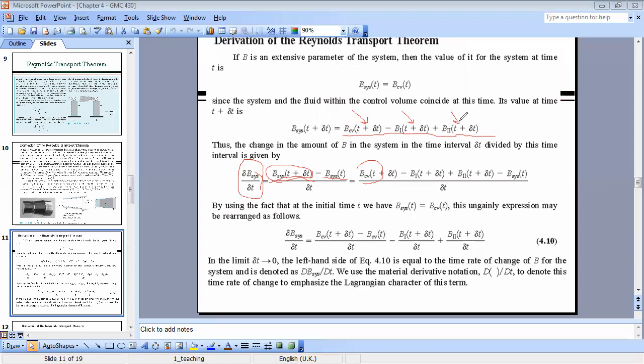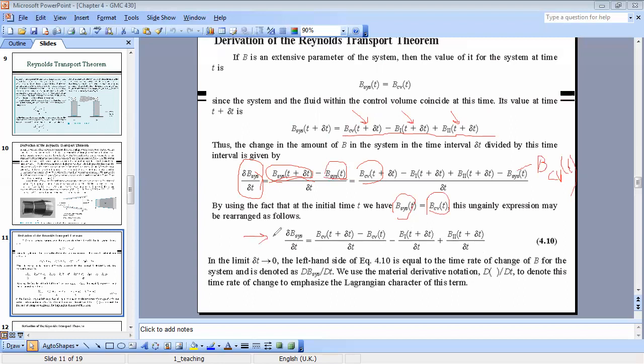Okay, and now since I know that B of the system at t is equal to the property of the control volume at the initial time t, I can replace this parameter by B of the control volume at time t. So now all I have to do is to consider the following equation. And as we expected, this is the Reynolds transport theorem.